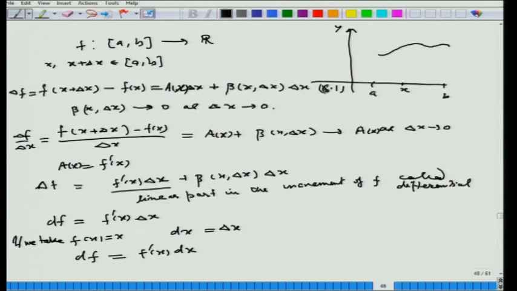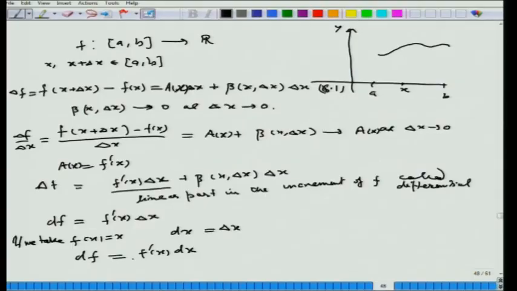And if we take f x equal to x, the identity function, then we can see that f prime x is 1, and therefore d x must be equal to delta x. So, for an independent variable, the differential is the same as the variation, and we have d f, the differential of f, equal to f prime x d x.